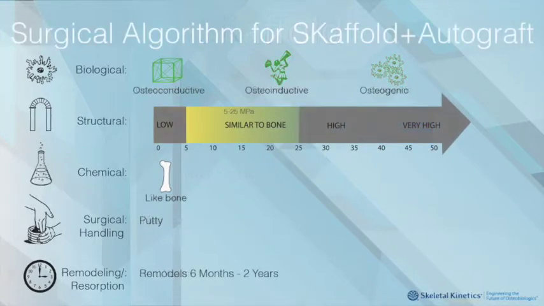Now you have a truly unique product when you combine the algorithmic properties of both morselized autograft and SKaffold impress. When mixed, it creates an osteoconductive, osteoinductive, and osteogenic graft. The inductiveness and osteogenic properties come only from autograft. Structurally, it's similar to bone strength, between 5 and maybe 25 megapascals. Of course, both products are like bone, so this resulting product is like bone. It can only be used in putty format at this point because of the morselized autograft, and the remodeling time ends up being between 6 months to 2 years.